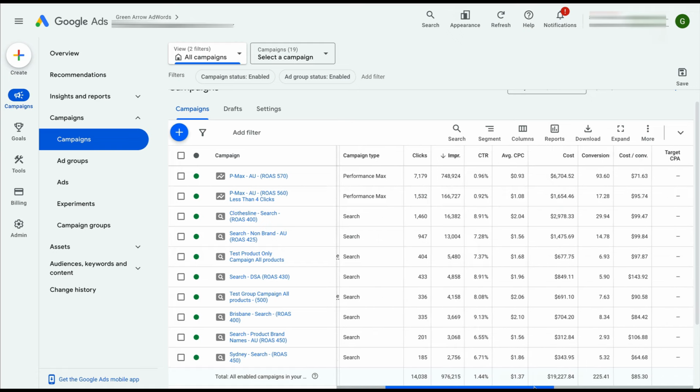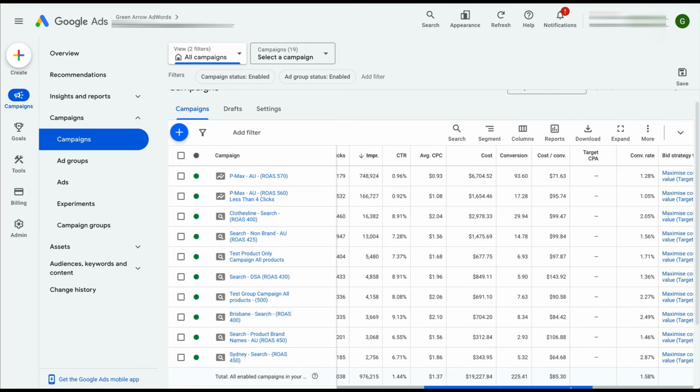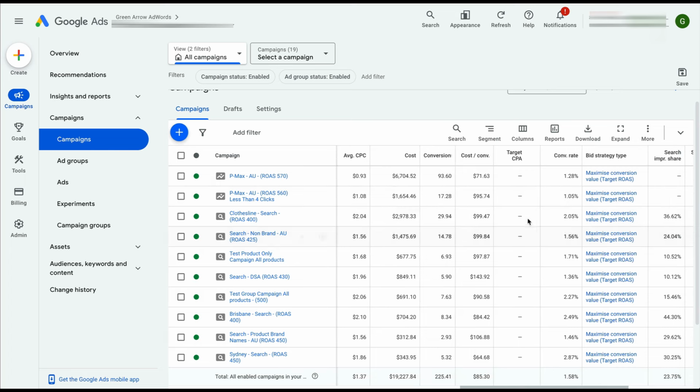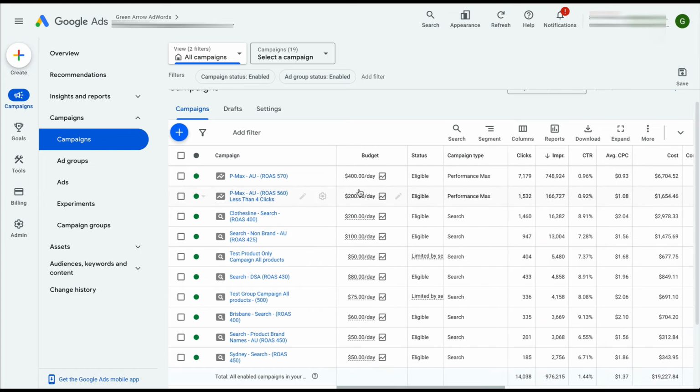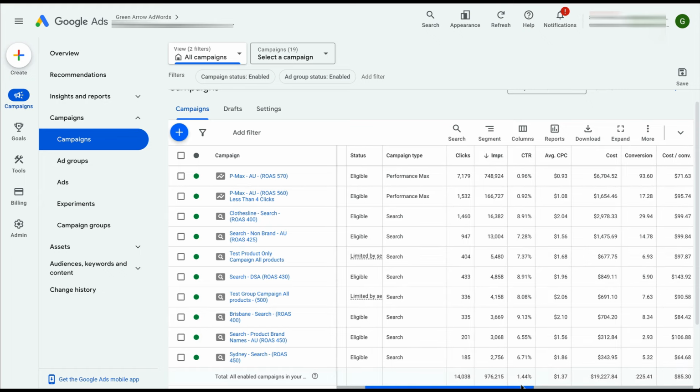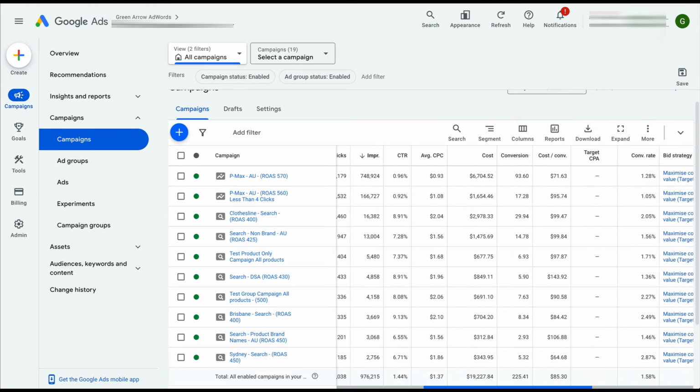If we scroll across a little bit, one thing we do want to look at is our conversion rates. We can see our conversion rates for Performance Max are actually not too bad. I believe that's a function of these particular Performance Max campaigns actually having a really good budget. You do need a healthy budget of, I would say, a minimum $200 a day or even $300 a day just for Google to get enough data so that they know who you want more of and who you want less of, and therefore they can get really good conversion rates.